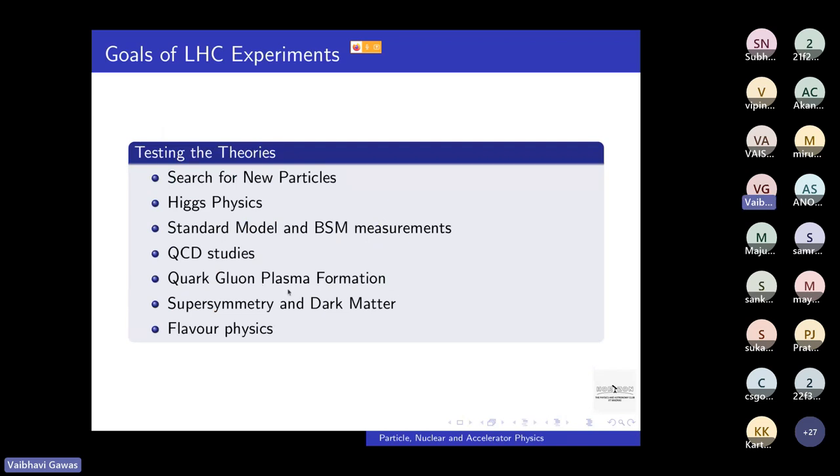LHC was, I think the second facility to detect this state of matter. Before that, it was the Relativistic Heavy Ion Collider situated at Brookhaven National Lab that first discovered QGP. And after that, both the laboratories have further carried out the studies. Now, then again, there are specific experiments for supersymmetry, dark matter, and flavor physics. So LHC has a wide range of research and theory testing and modeling that goes on based on these experiments.